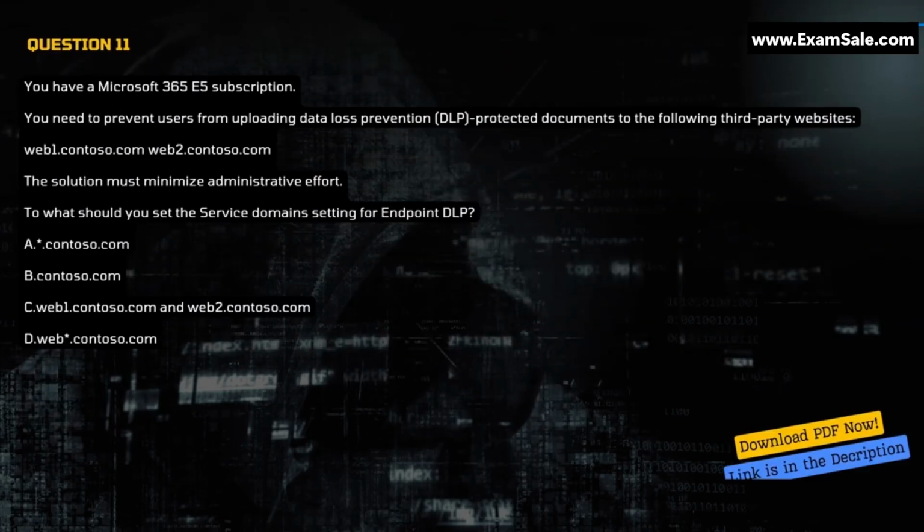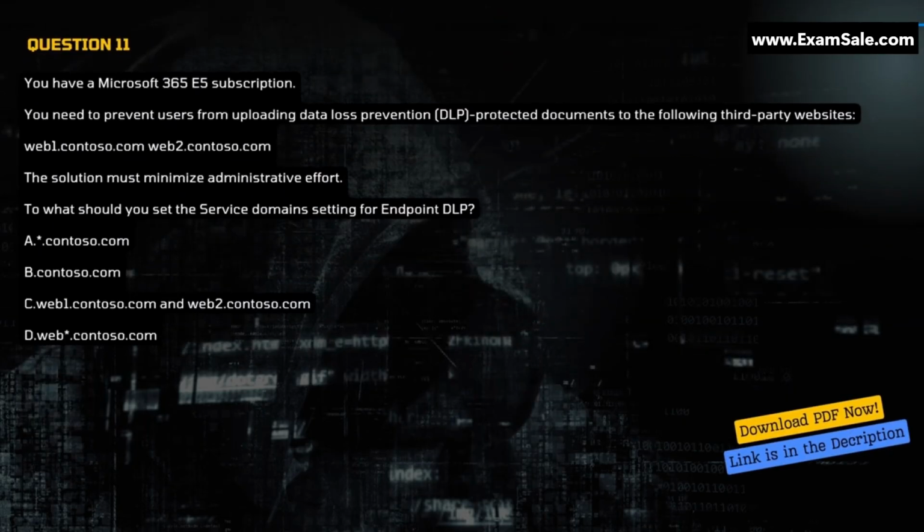Question 11. You have a Microsoft 365 E5 subscription. You need to prevent users from uploading data loss prevention, or DLP, protected documents to the following third-party websites, web1.contoso.com and web2.contoso.com. The solution must minimize administrative effort. To what should you set the service domain setting for endpoint DLP?